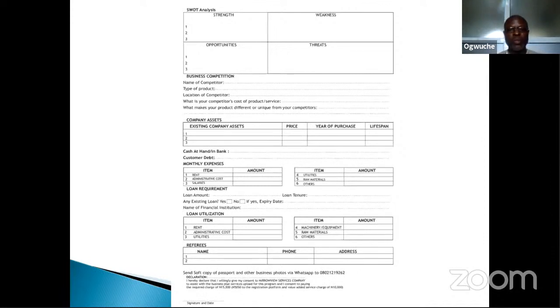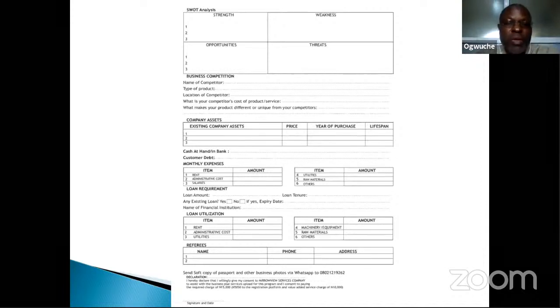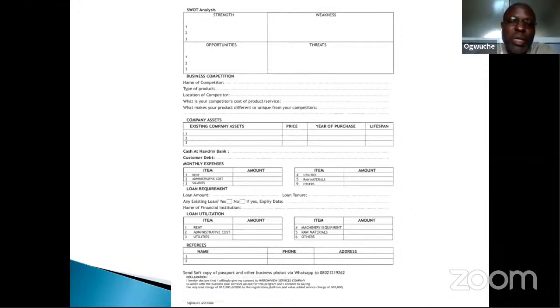Right, so let's look at business competition. Say the name of the competitor. In any business that you are in, definitely you know who your competitors are, and your competitors are those who are in the same line of business as you. So even if you don't know the name of any, all you need to write in that area is poultry, other poultry farmers. That will suffice, even if you don't know the name of the competitor.